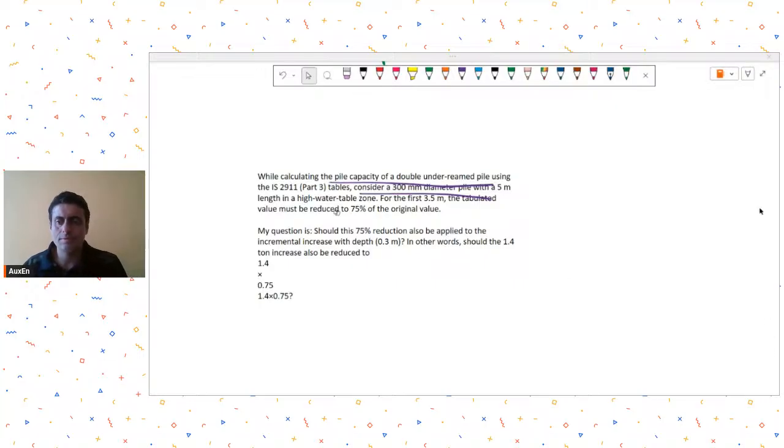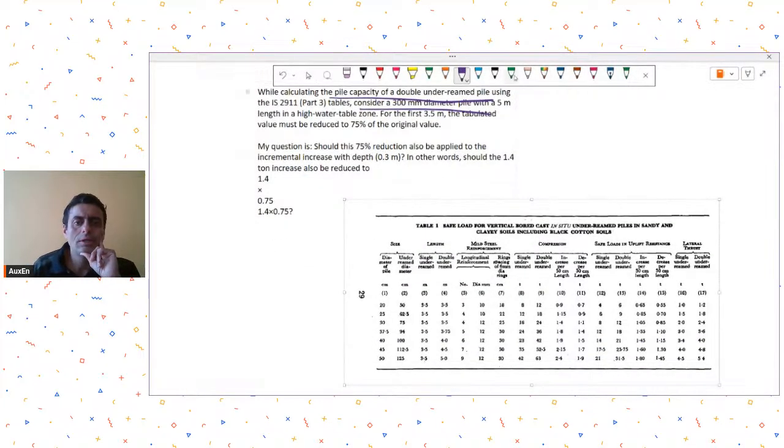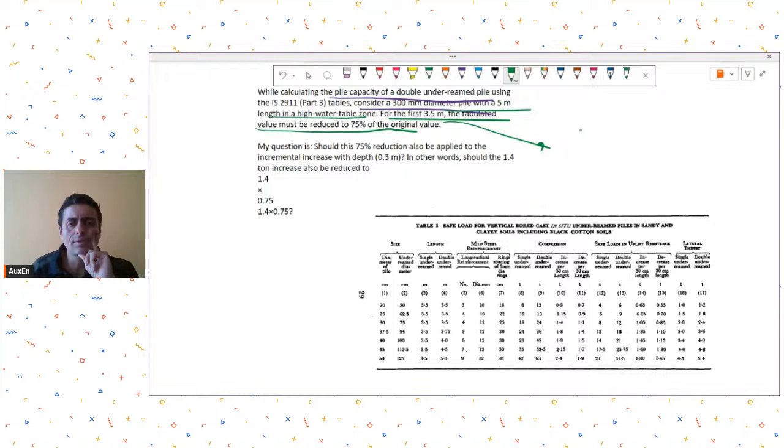Where is that table? The table is given right at the end of the code. Just a minute. Yeah, this is the table. So let's see what his query is. With a 5 meter length in a high water table zone, for the first 3.5 meter, the tabulated value must be reduced to 75% of the original value.